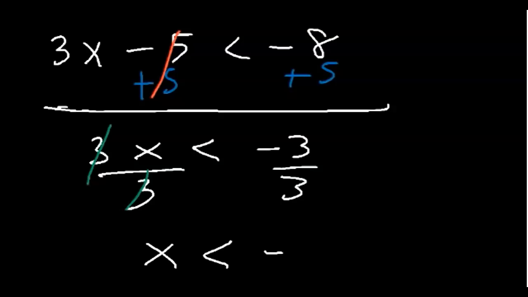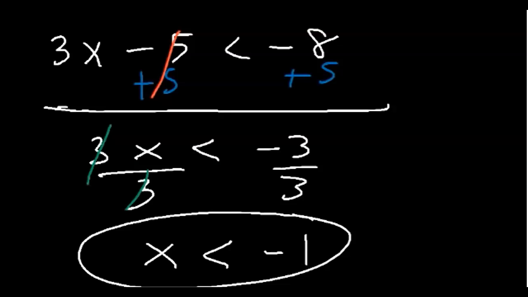Negative 3 divided by 3 is negative 1. So this is our answer. x is less than 1. In interval notation, we can write it as negative infinity to negative 1 in parentheses.